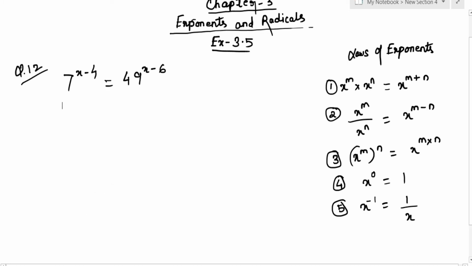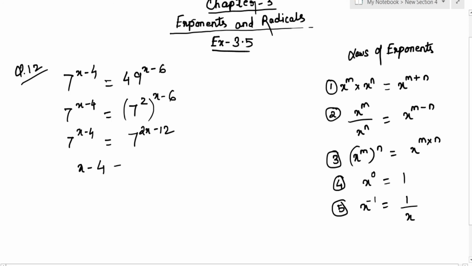Now next is 7 to the power x minus 4 equal to 49 to the power x minus 6. Now we know that 49 is the square of 7, and when we are having power to the power we multiply. So 7 to the power x minus 4 equals to 7 to the power 2 into x is 2x, minus 2 6s are 12. Now the bases are the same, so the powers will be equal to each other. x minus 4 equals to 2x minus 12.